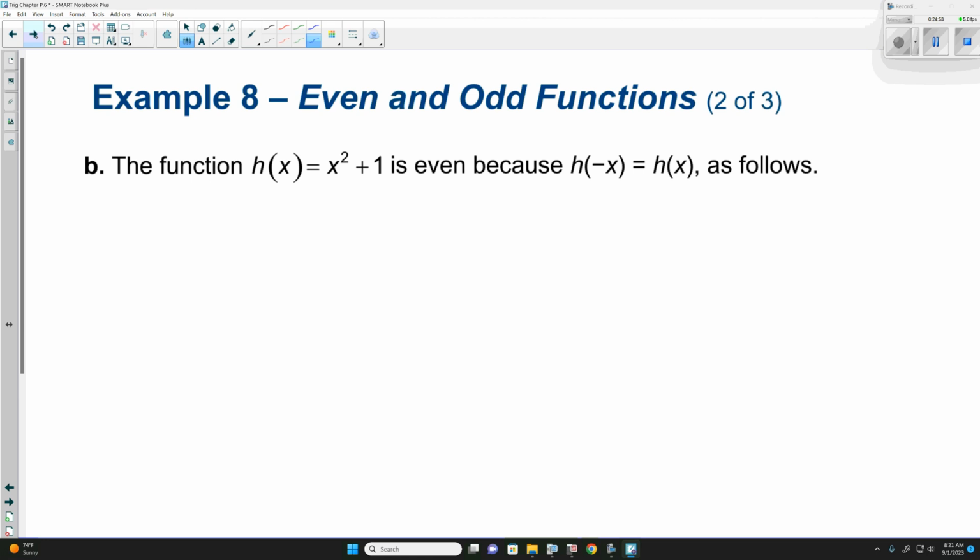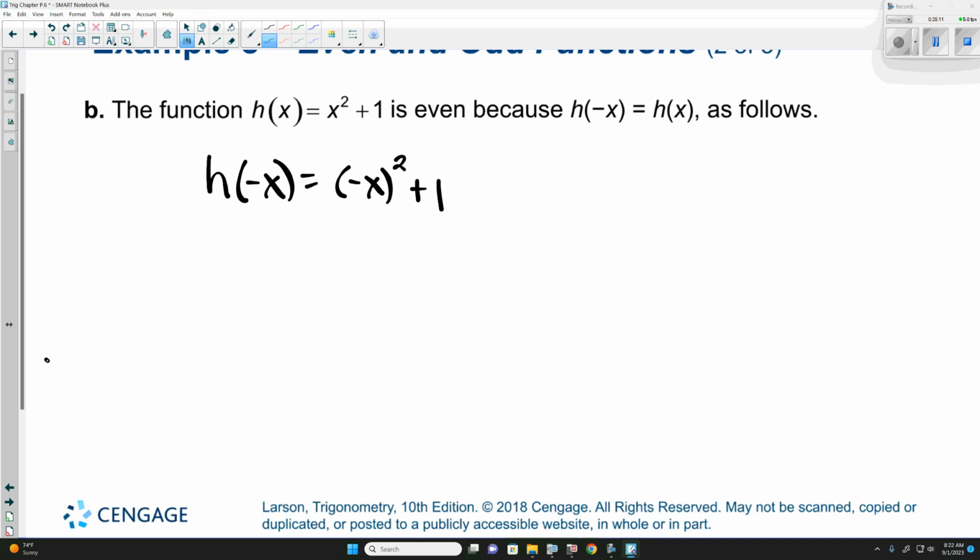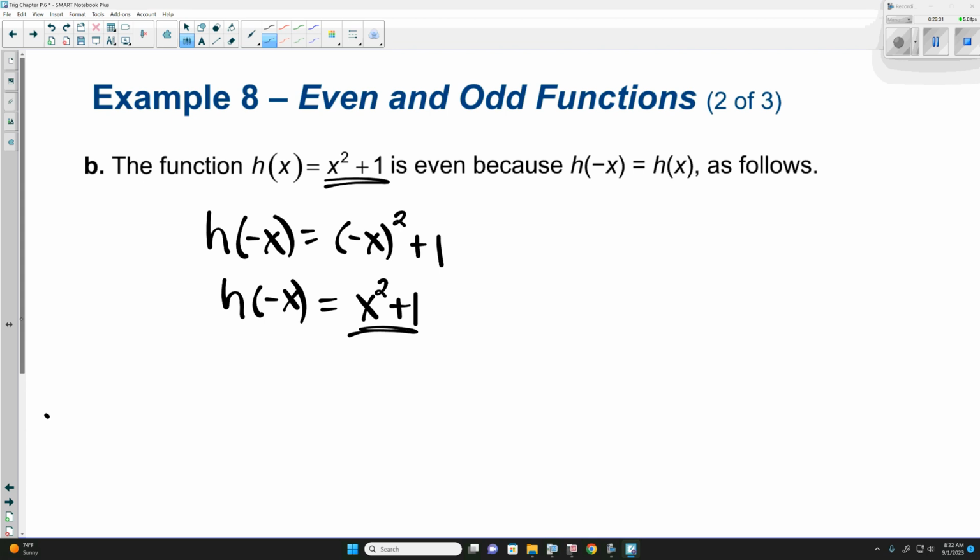Now, it already told us that this is even, but the main way we can check it, the first thing we would need to do is see what h of negative x is. So in every x, we're going to plug in negative x. Well, negative x squared, negative x times negative x is just x squared. And luckily, we've actually simplified everything. Is this function the same as what we started with? Yes. So therefore, it is even. And that's all we have to do to test for even or odd functions. Questions on this here?